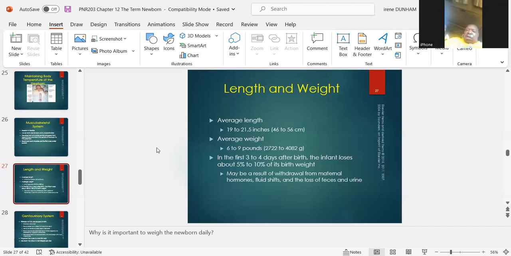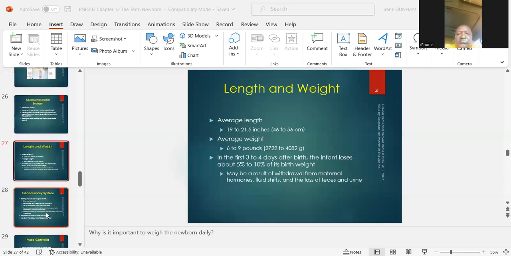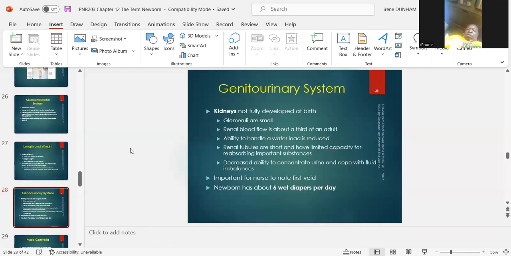So in the first couple of days after birth, their body is trying to adjust and get rid of a lot of that fluid. So that's where that extra fluid is, and mom's hormones that kept that moisture there. Okay, let's go to the kidneys.